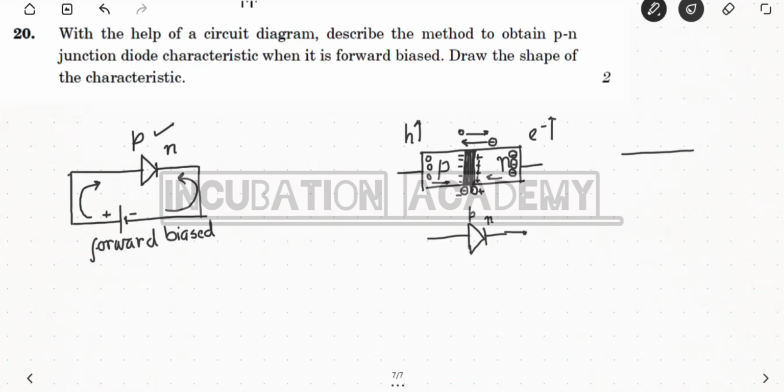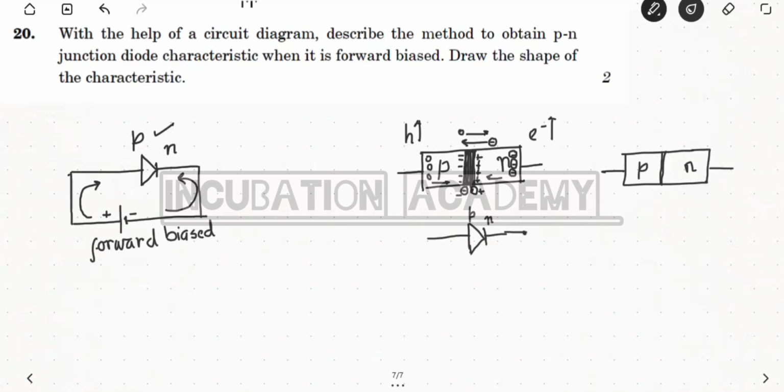After forward bias, if you want to show the depletion layer width, it obviously decreases. Some depletion region is still there, but its width is reduced. That is why the current flowing through the diode increases, and it increases exponentially.